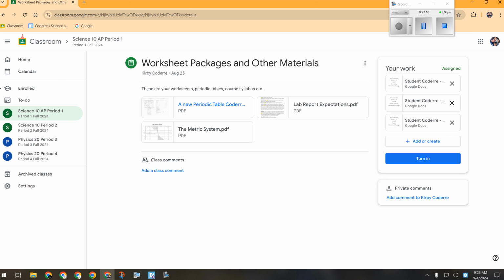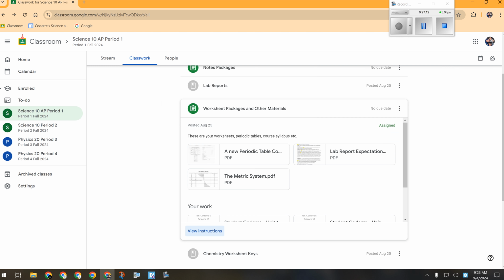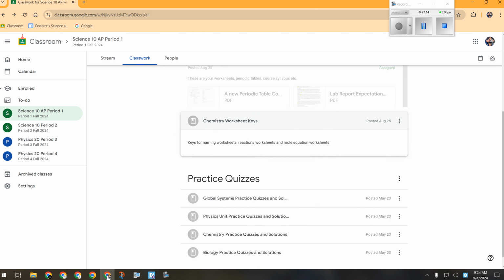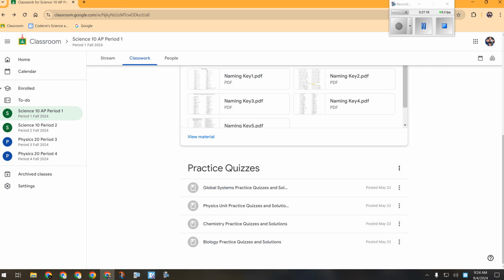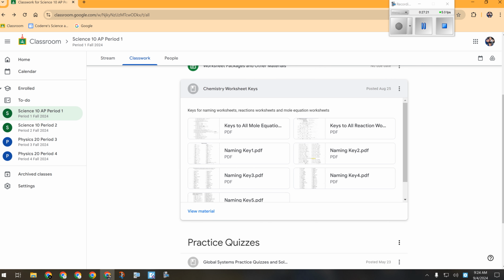I thought I did. If I didn't, I will put them in right now. Oh, chemistry worksheet keys, there they are. Okay, so if you go in there, chemistry practice, oh, sorry, worksheet keys, so naming key 2, naming key 1, naming key, they're all there, okay? Just kind of look at which one you're doing and you can check your answers as you go.